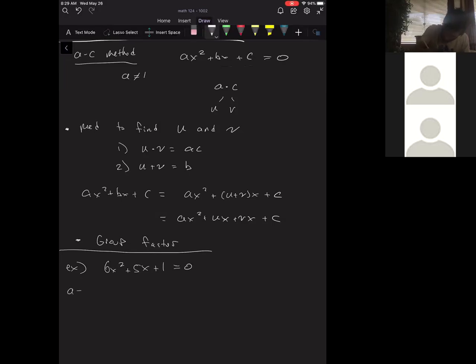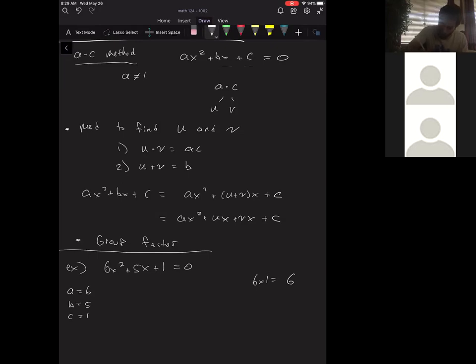So here we have a is equal to 6, b is equal to 5, c is equal to 1. So we need to multiply a times c, which is 6 times 1. So we have 6 times 1, that's equal to 6. So now we need to find the numbers that multiply up to 6, but then add up to b. See, that's what we're doing right here.